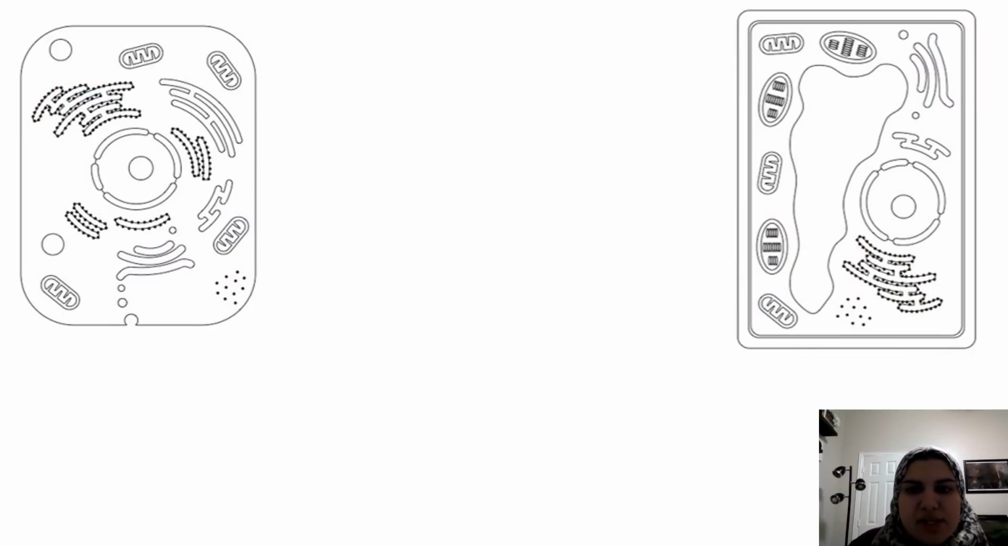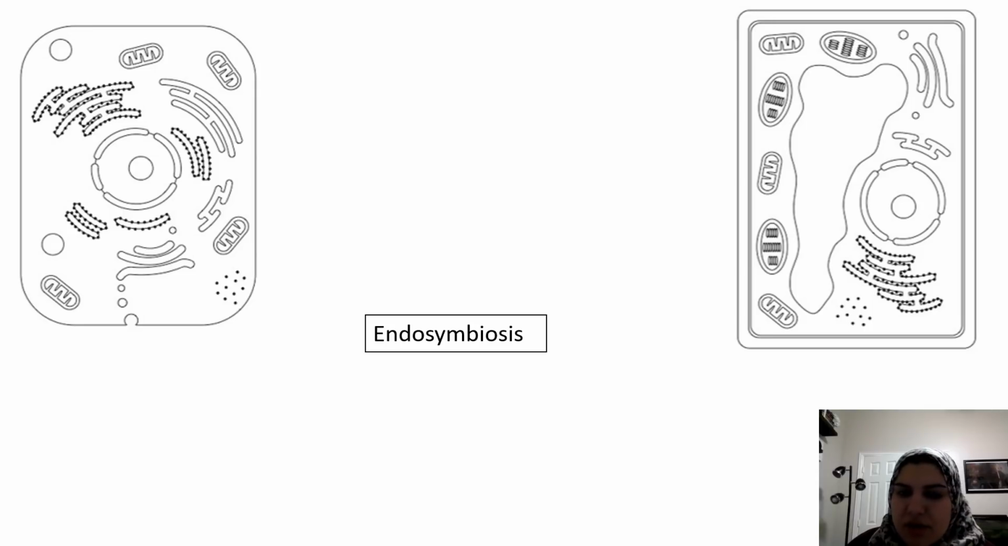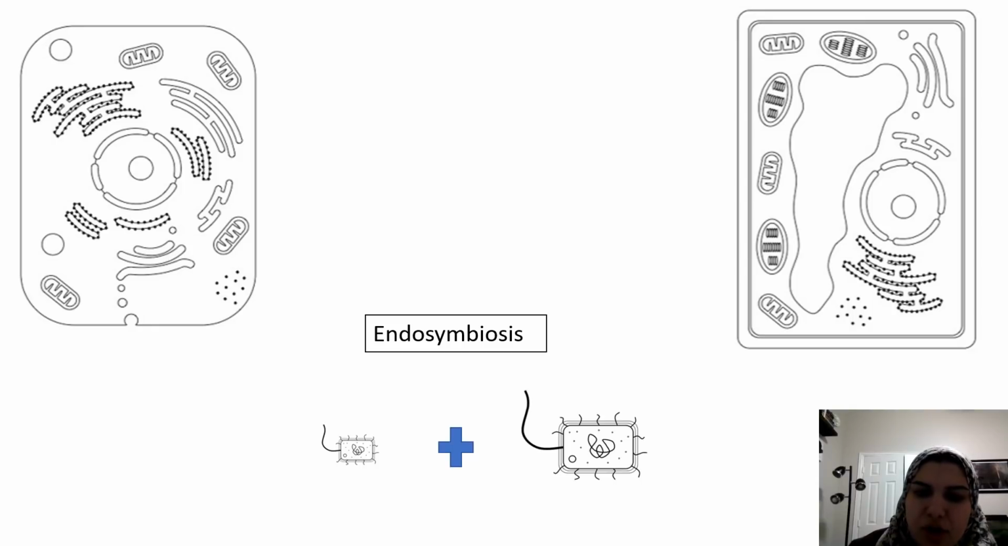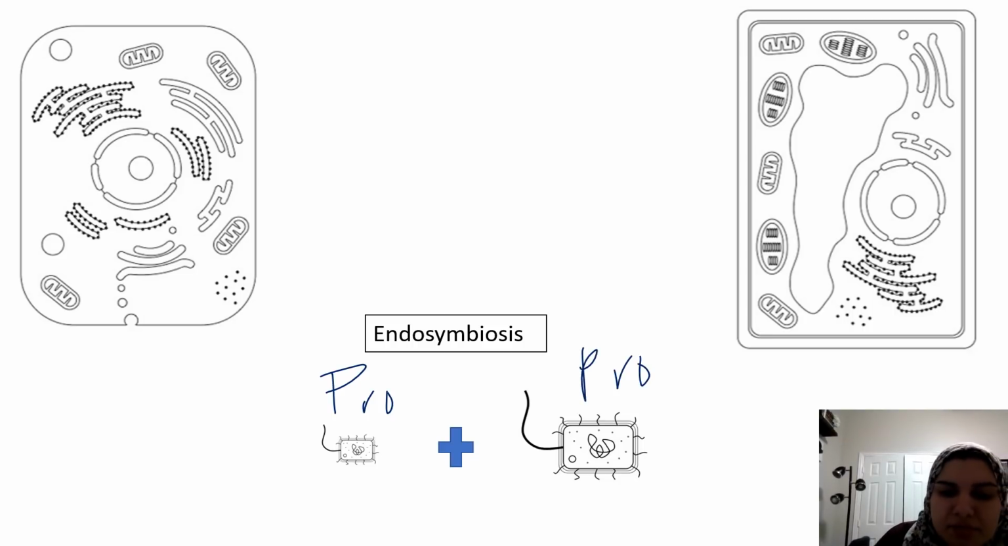So how did I get these extremely complex cells? The theory of endosymbiosis tells us that a small prokaryotic plus a large prokaryotic, so again, this one is pro, this one is pro, they combined. When they combined, the small one was engulfed, meaning it was swallowed by the large one, and instead of dying and getting broken up like food, it survived and it lived on the inside of the bigger prokaryotic cell.